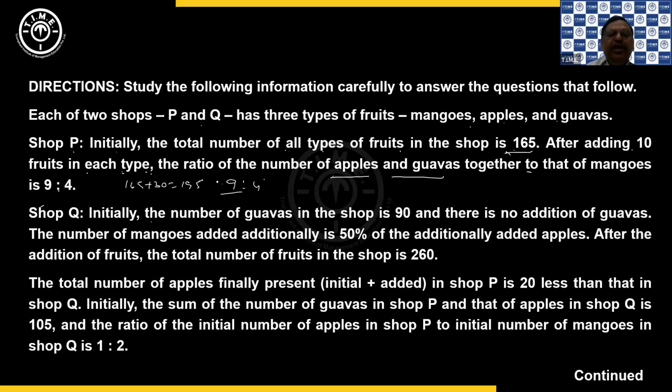Students, 9 plus 4 is 13. 13 shares worth is 195, which means 1 share worth is 15. 4 shares worth will be 60. 9 shares worth will be 135. So 60 and 135. Students, this is 60. These two together is 135, which means if apples is A, this will be 135 minus A.